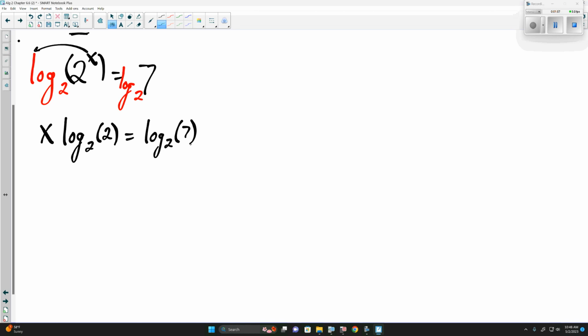Any questions on anything we've done so far? Now there is a reason that we applied log base 2 to both sides. Now on the left-hand side we have x times log base 2 of 2. What is log base 2 of 2?